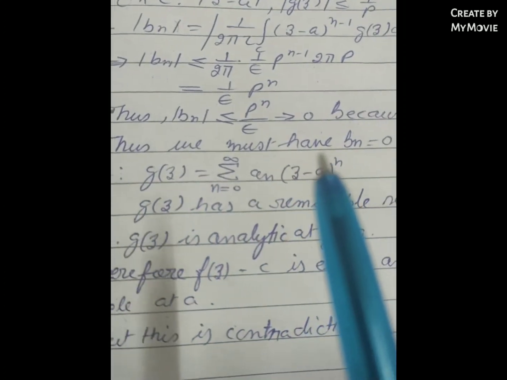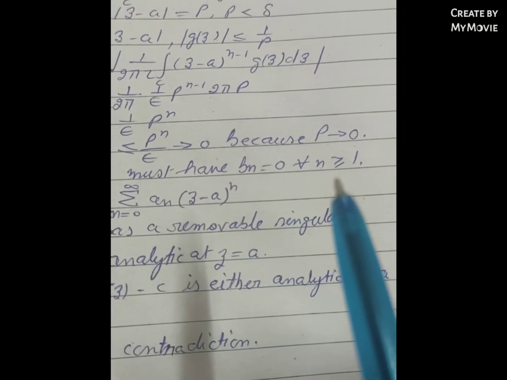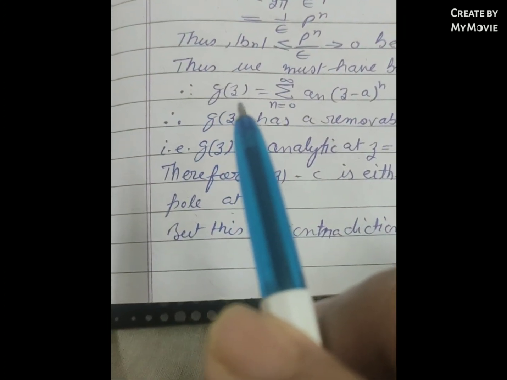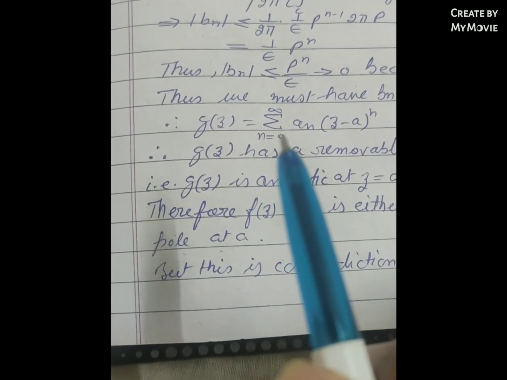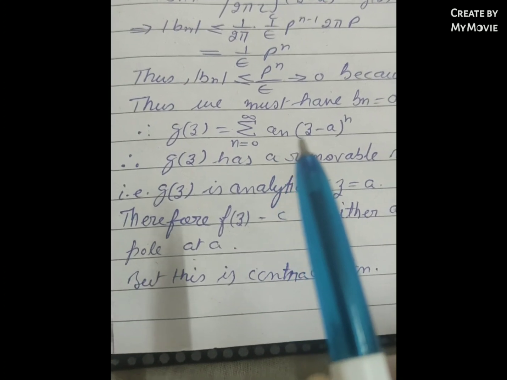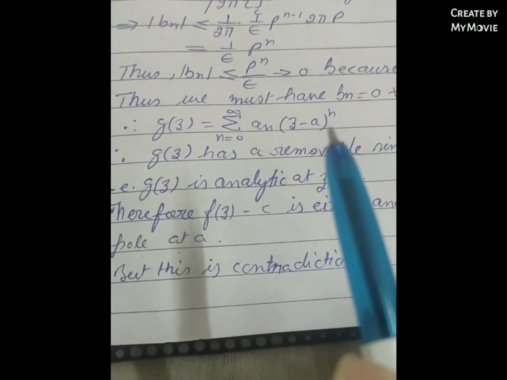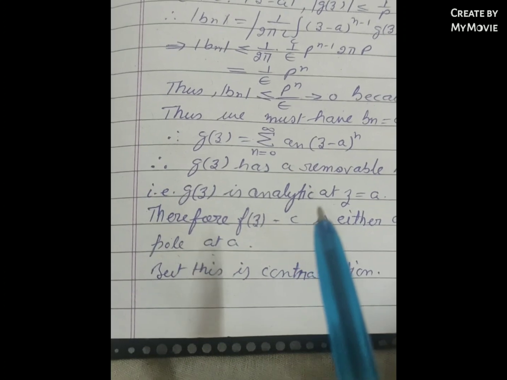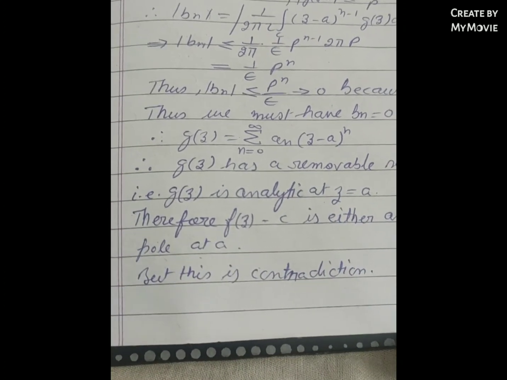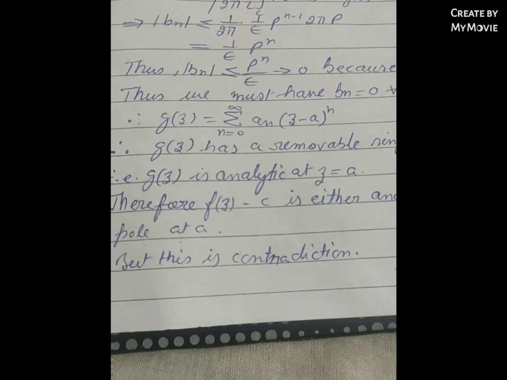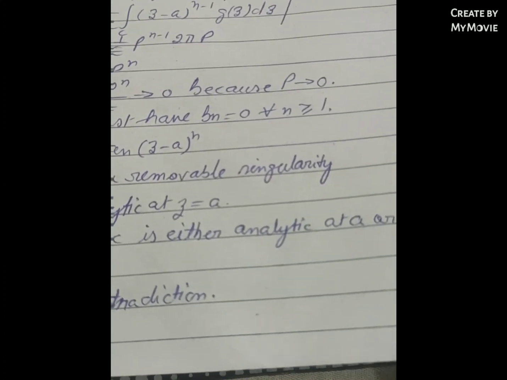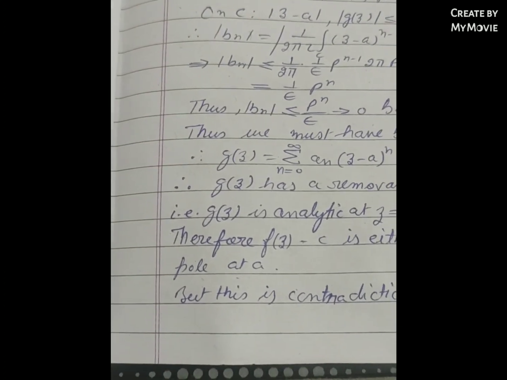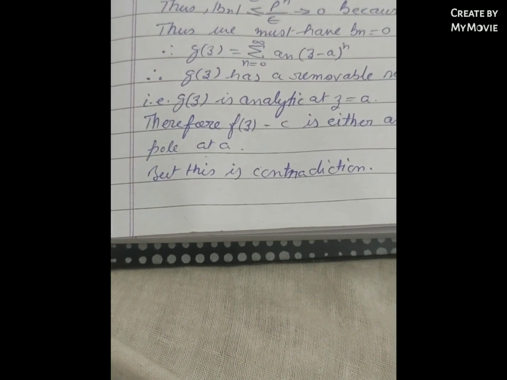This tends to 0 because rho tends to 0. Thus we must have b_n equal to 0 for all values of n greater than or equal to 1. So g(z) is equal to the sum over n from 0 to infinity of a_n (z minus a)^n. So g(z) has a removable singularity, that is, g(z) is analytic at z equal to a. Therefore f(z) minus c is either analytic at a or it has a pole at a, but this is a contradiction.